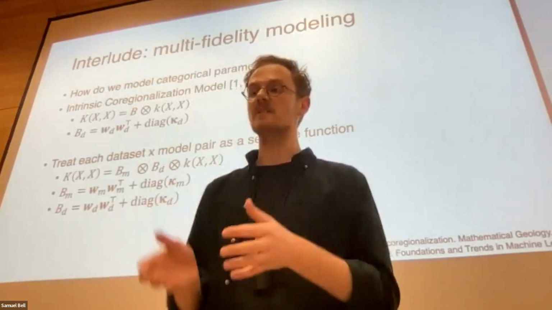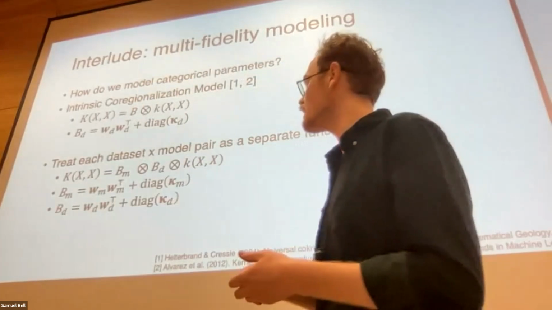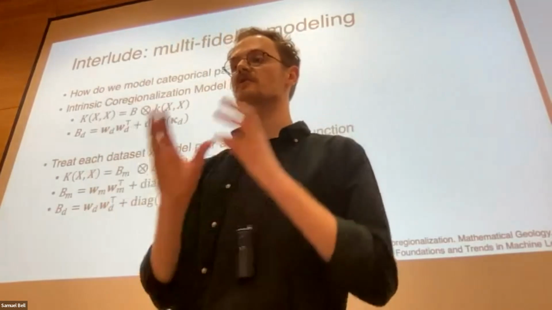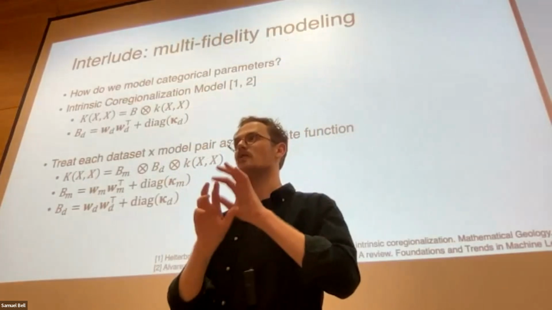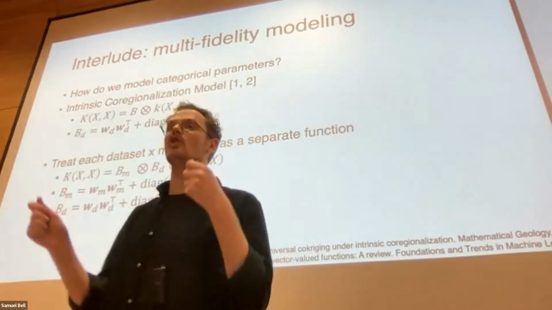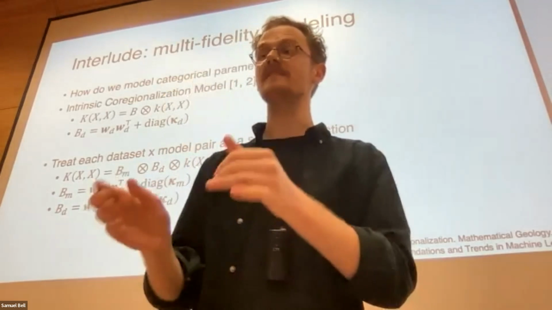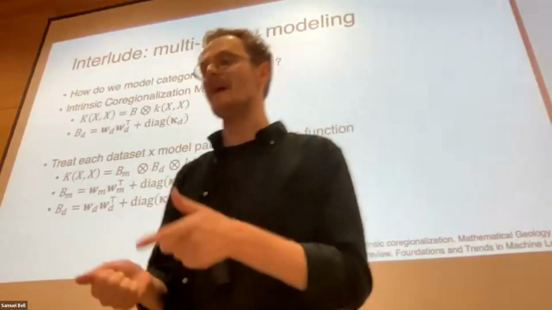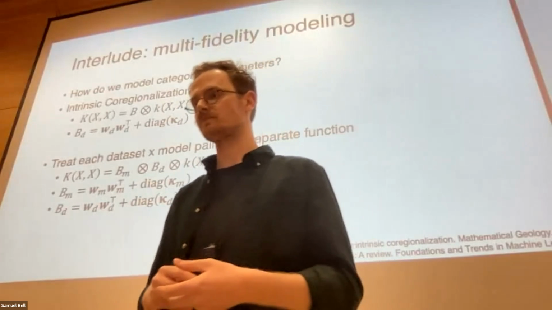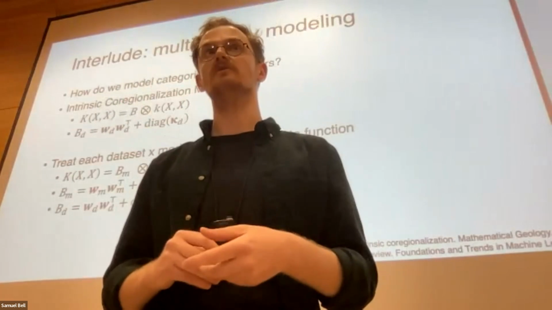And the way that we do that specifically is this two-step intrinsic co-regionalization model. You can see in the bottom half of the page, we're going to do this co-regionalization step twice. We're going to use this matrix BD that's going to control how the different data sets relate to each other, and this second parameter PM, which is going to control how related the different models are to each other. There's more detail in the paper that I'll refer you to at the end, but probably the best reference to read about intrinsic co-regionalization is number 2 here. So we're going to use multi-fidelity modeling to handle those categorical parameters, model and data set.